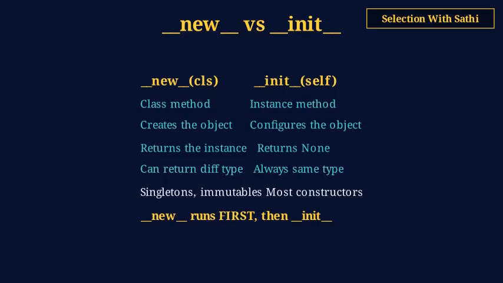But __new__ is essential when you need flexible construction, returning a different type, implementing a singleton, or working with immutable types like tuples and strings where you must set values before the object is frozen.